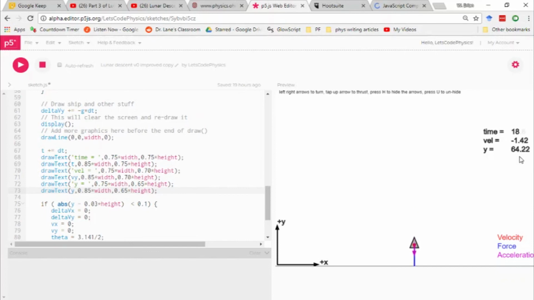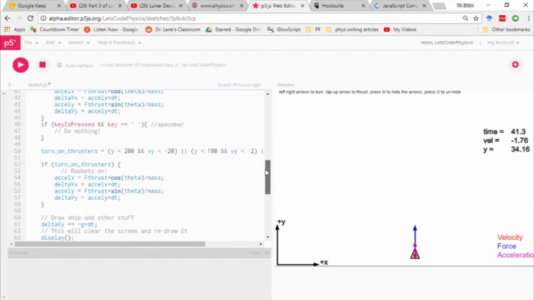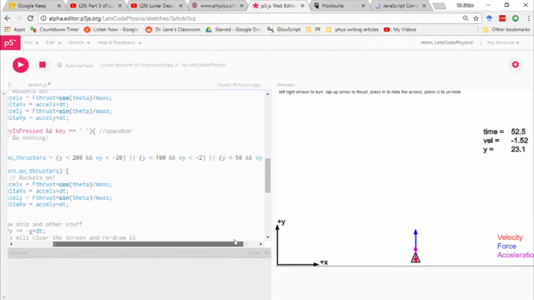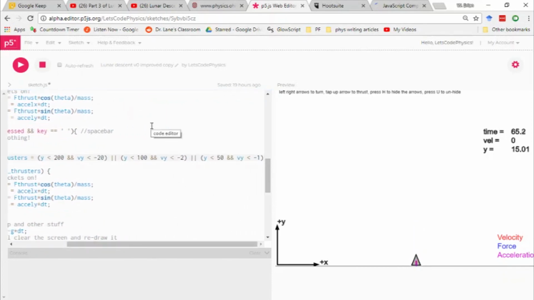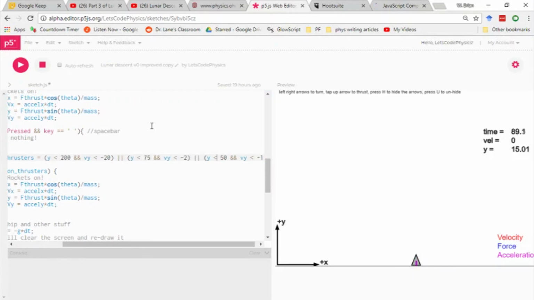40, 90, 80. Okay, so we're going a little too slow once we reach about 60, I think. So I can probably lower this to maybe 75. Here where it stops is about 15, so that's good to know. So let's make this about 45. Let's see what we can get in terms of an impact velocity. Here we're basically hovering just above the stopping point.